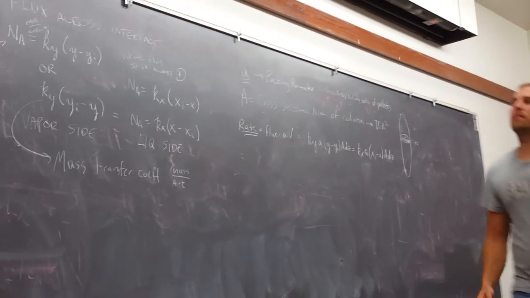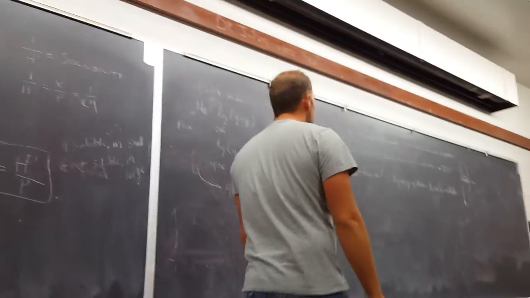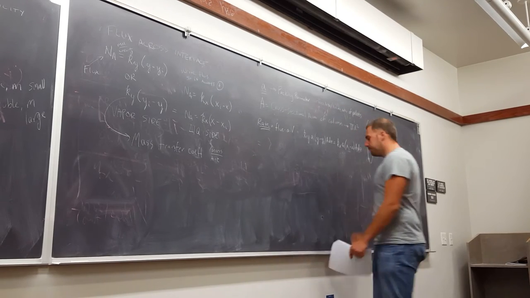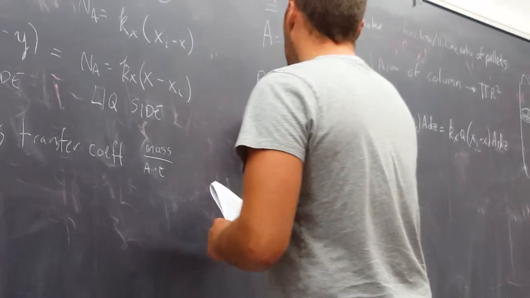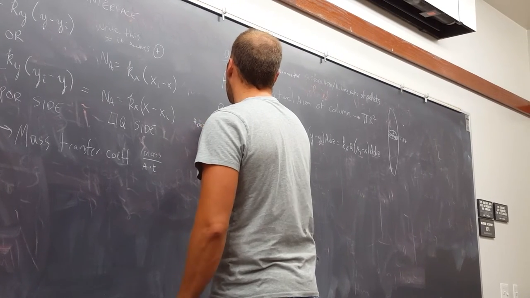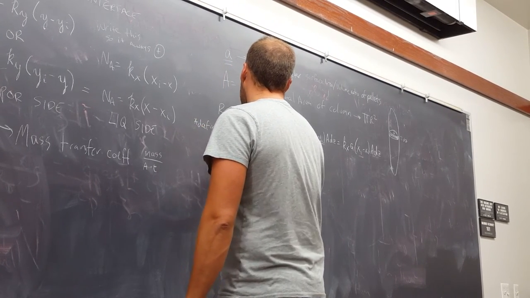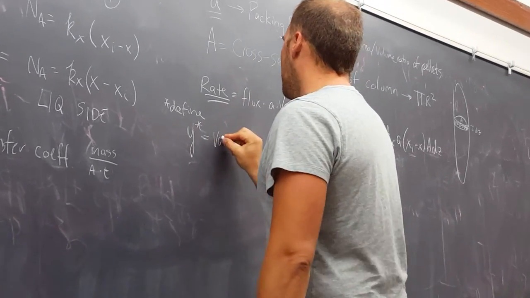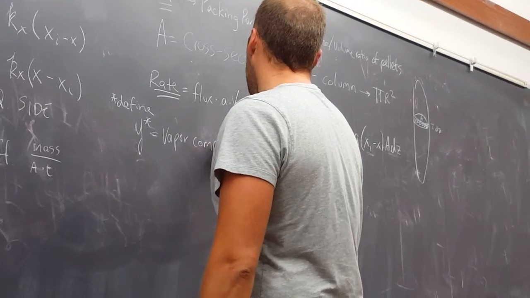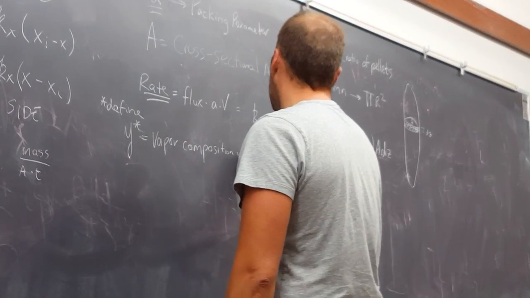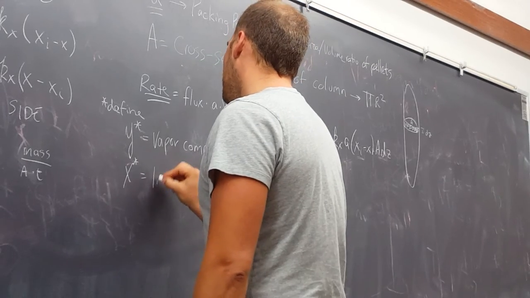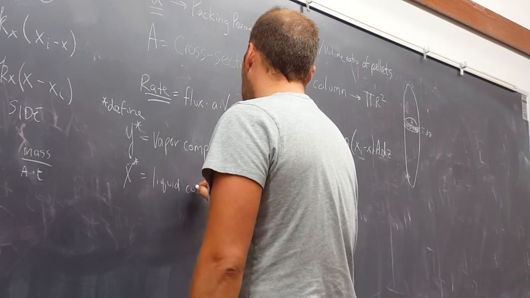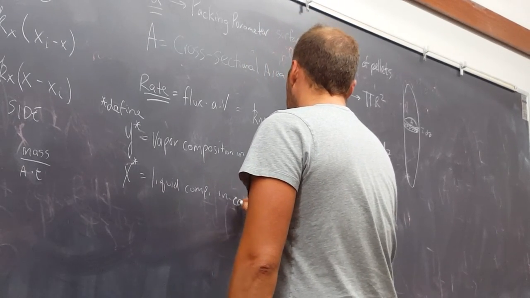All right, I noticed I said in the beginning, we don't actually know what yi and what xi actually are. So that's a big problem because they're in our equation, there and there. So we define something else that we do know. Define y star as the vapor composition that is in equilibrium with x, and x star, which is the liquid composition in equilibrium with y.